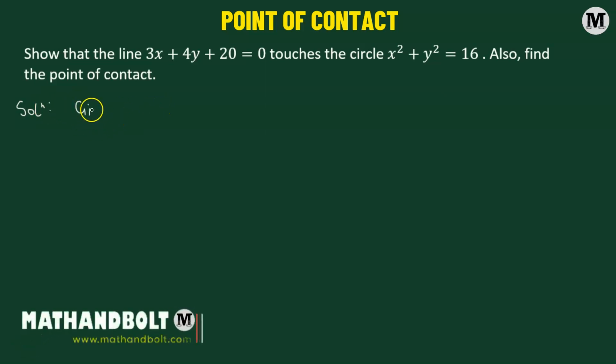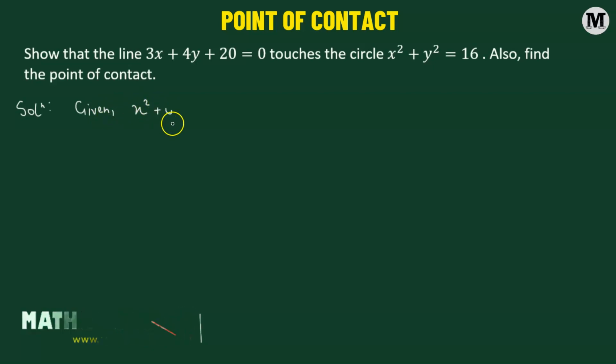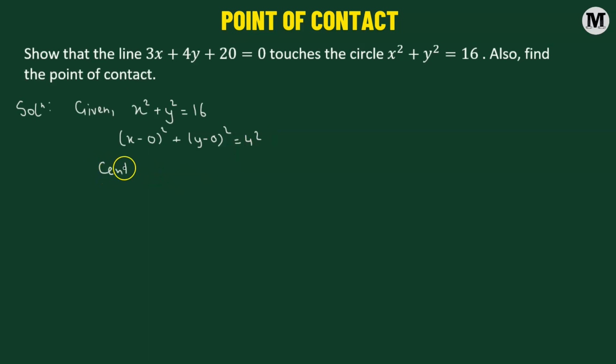So here we are given the circle x squared plus y squared equals 16. If we rewrite the equation in its standard form, then we have (x minus 0) whole squared plus (y minus 0) whole squared equals 4 squared. This means that the coordinate of the center of the circle is at the origin 0, 0, and the radius of the circle r is 4 units.